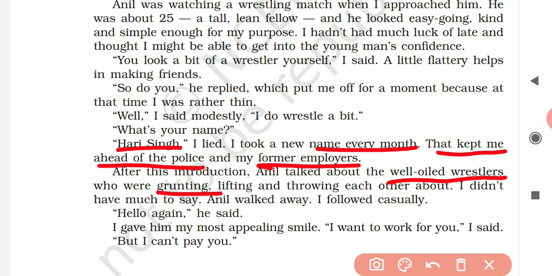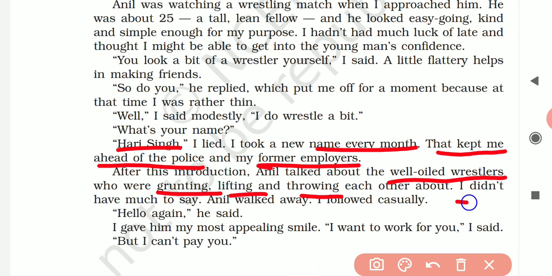Grunting means who were invoking each other, trying to call each other. Oh, you come, I'm here, I'll fight with you, I'm the biggest wrestler, right? In this way, they were grunting, lifting and throwing each other. So lifting, throwing, these are parts of wrestling. I didn't have much to say.